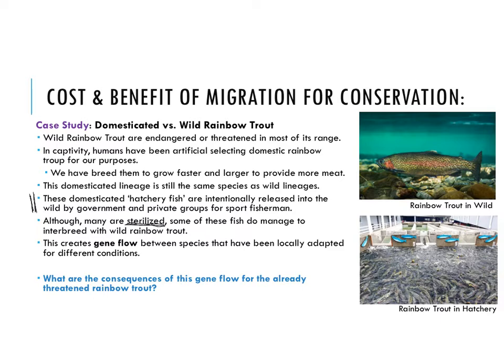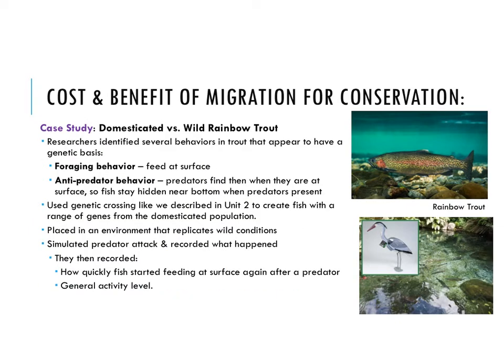So we're creating gene flow between two different populations of trout that have been locally adapted to different conditions. What are the consequences of this, especially for the wild trout that are already threatened, already endangered in some places? To understand this impact, researchers set out to do an experiment. They identified several behaviors in trout that appear to have a genetic basis. Those behaviors are foraging and anti-predator behavior. In your notes, you don't have these pieces, so you might want to add them as we go.